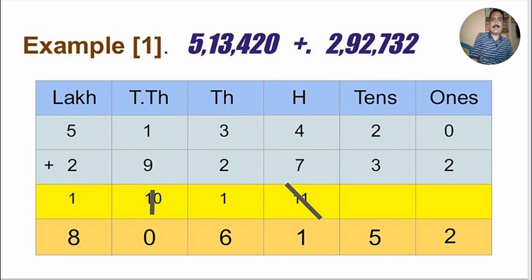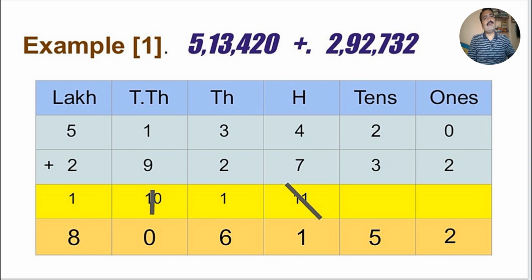Now at the last, lakh column, 5 plus 2 is 7, and 7 plus 1 is 8. That means after the lakh column the addition is complete. So as the result of this addition we got the sum as 8,06,105. Let's observe this example carefully, how we make the vertical arrangement and the important concept of carry forwarding.